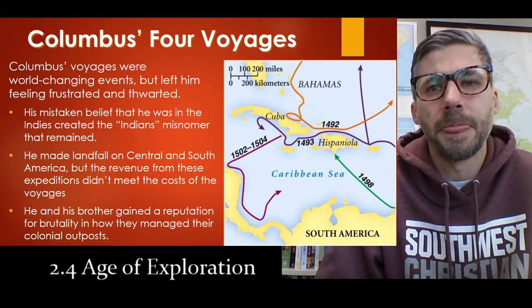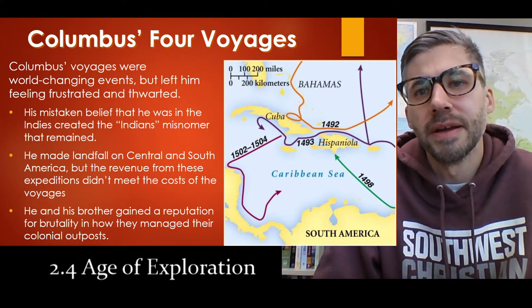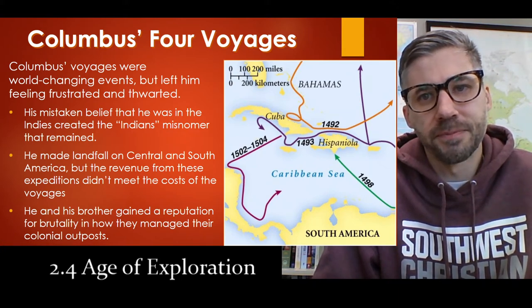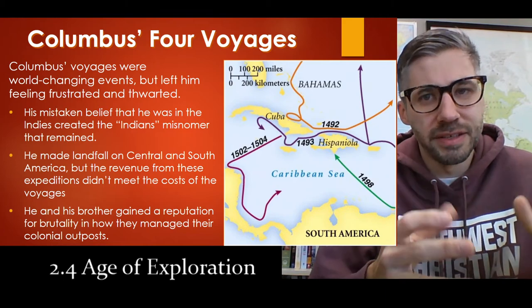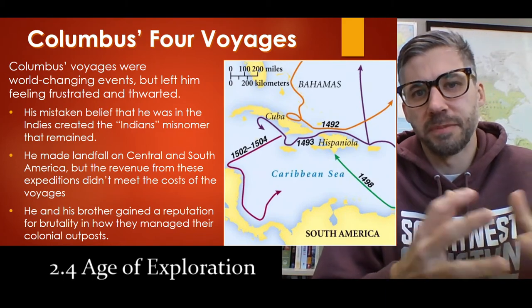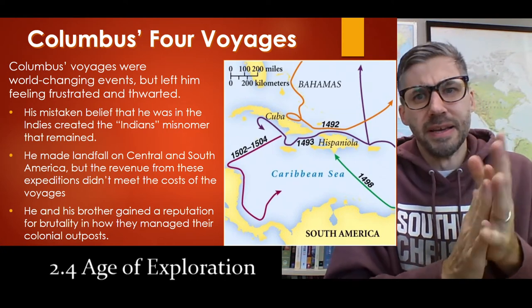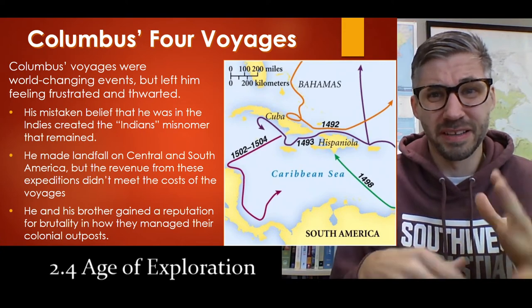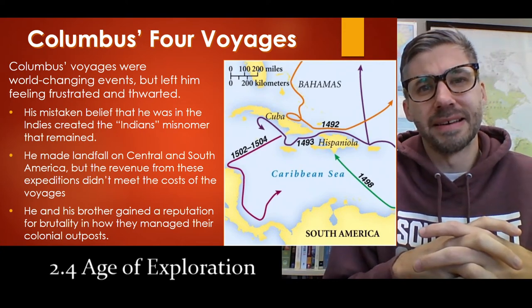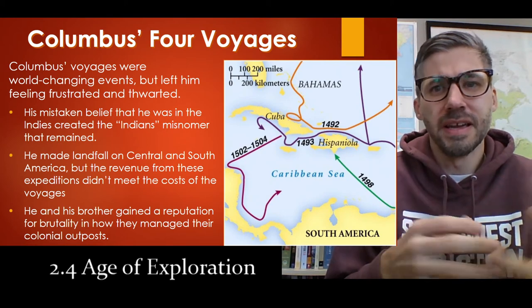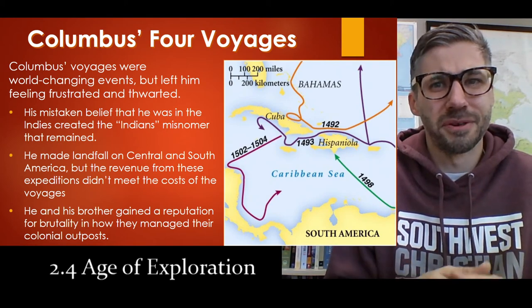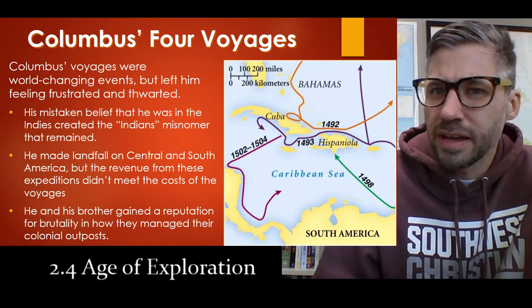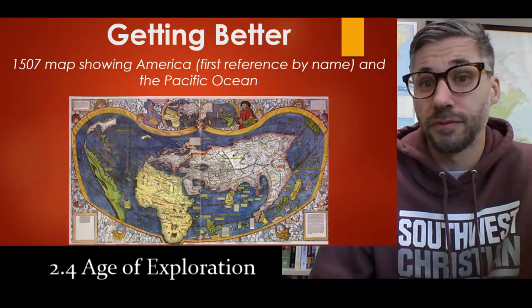He also, he and his brother are pretty brutal in the way they rule their colony, this young outpost colony on what they called Hispaniola. It's pretty brutal what they were doing there. And actually he gets recalled and sent back to Spain, and Ferdinand and Isabella kind of cut ties with him. And he sort of ends his life and his career in ignominy. He's just sort of disgraced in some sense. And he's sort of frustrated and felt thwarted. It's a strange end for such a fateful moment.